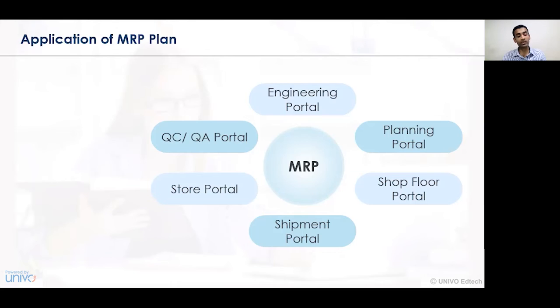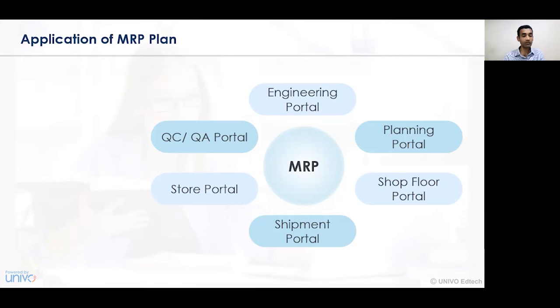The stores portal, wherein the goods and services have been stored, the raw material or the inventory has been stored, and so on. So for the stores portal also, the MRP plan can be applied. And lastly, for the QC and QA, that is quality control and quality assurance portal also, the concept of MRP, that is material requirement planning or material resource planning, can be applied.